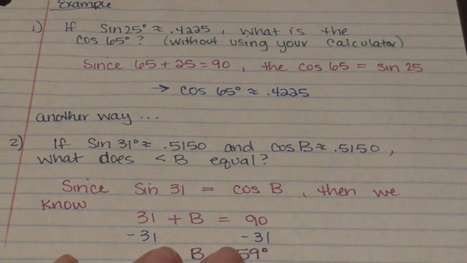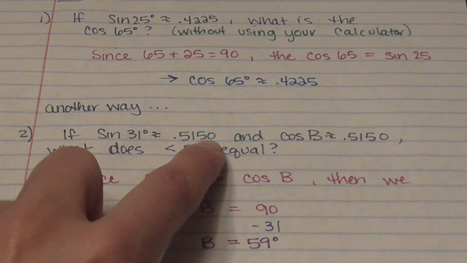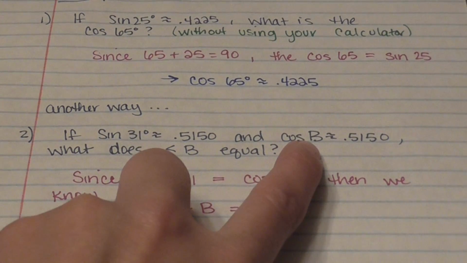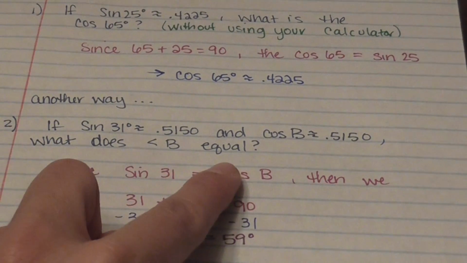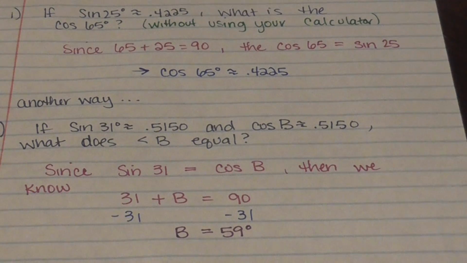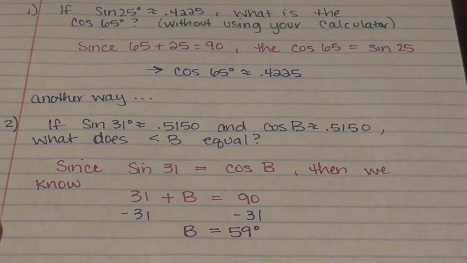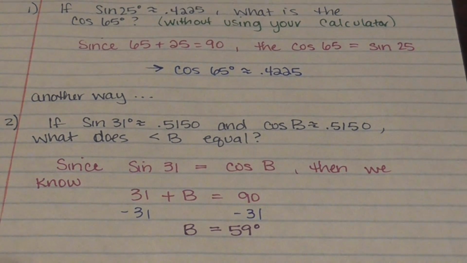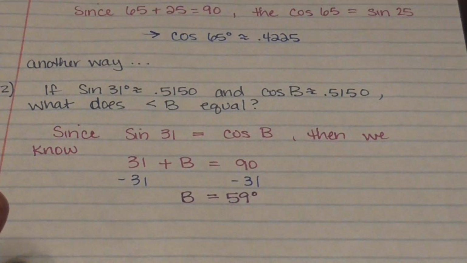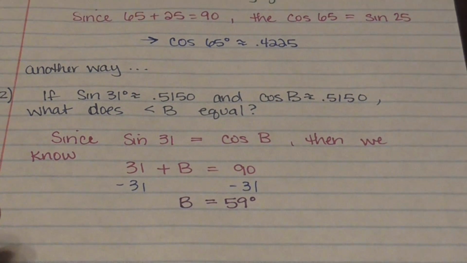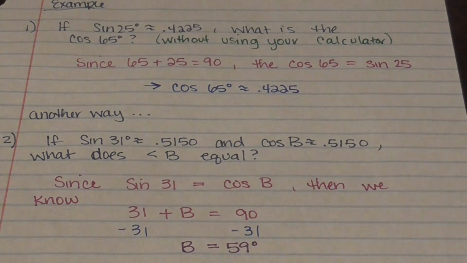The other way that they can ask you is they can say if the sine of 31 degrees is approximately 0.5150 and the cosine of some other angle B is approximately 0.5150, what does angle B equal? Well, we're just working it backwards. Since I know that the sine of one is equal to the cosine of the other, then I know that those two angles have to add up to equal 90 degrees. So 31 plus some angle B equals 90 degrees. Angle B is 59 degrees. And that's it for the relationship between sine and cosine of complementary angles.